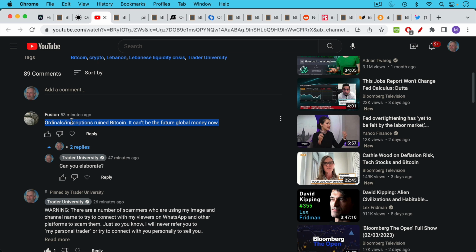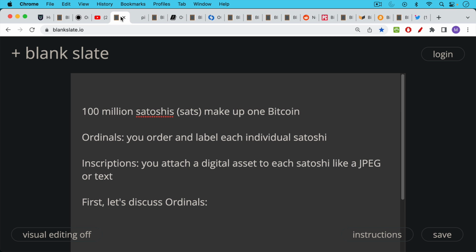I've been getting this question a lot. Here's a comment from Fusion. Ordinals, inscriptions ruin Bitcoin. It can't be the future global money now. So let's talk a little bit about this.